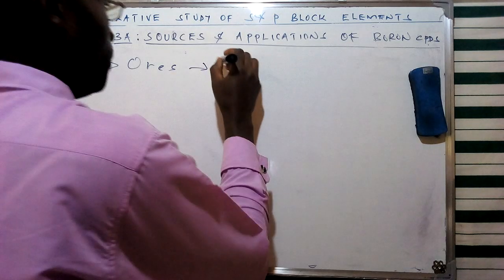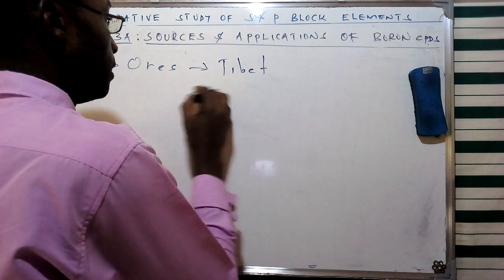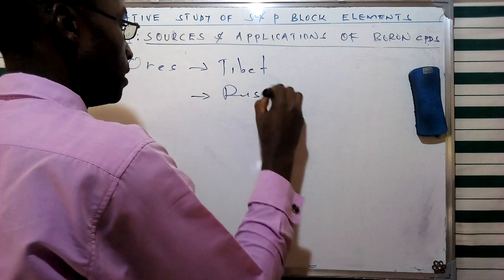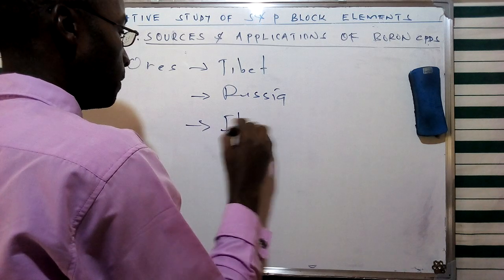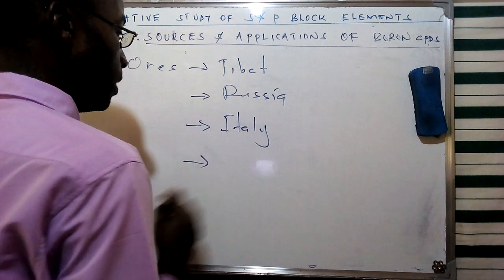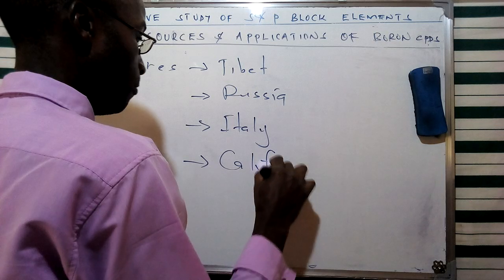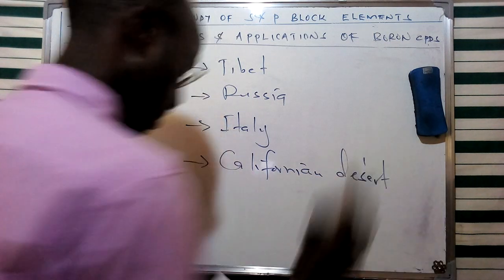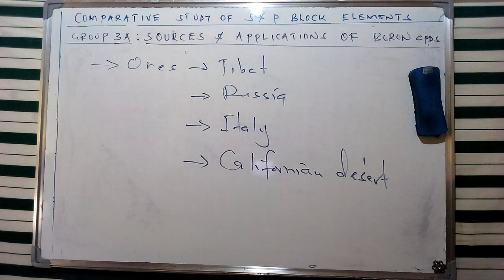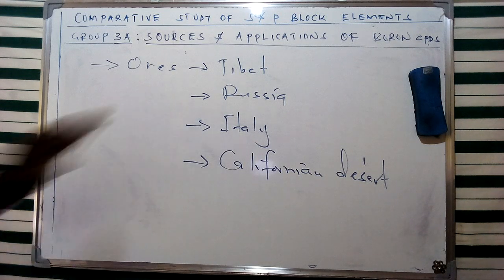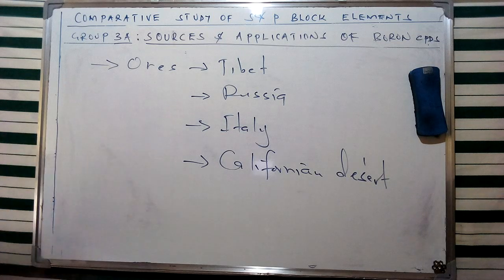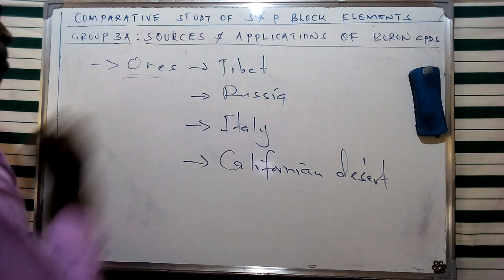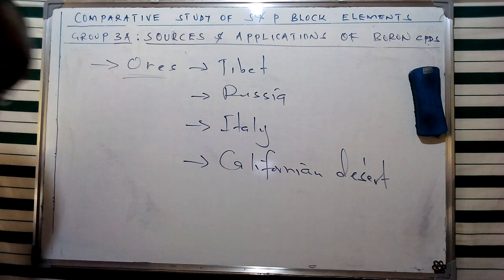We can just mention a few. These are found in Tibet, and also we can find some in Russia, Italy, and the Californian desert, among other areas. In this specific case, we're going to see that these ores have to be processed in order to obtain various compounds.